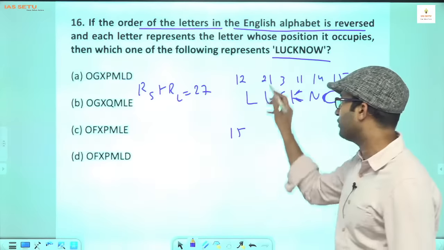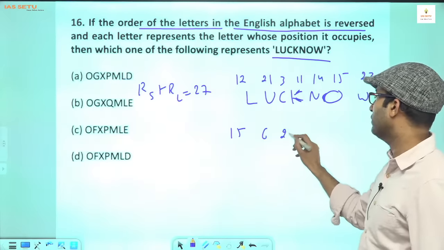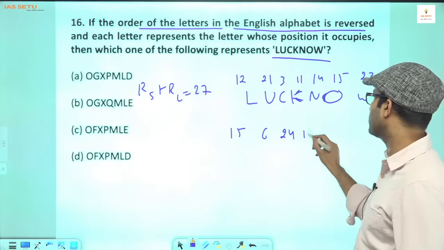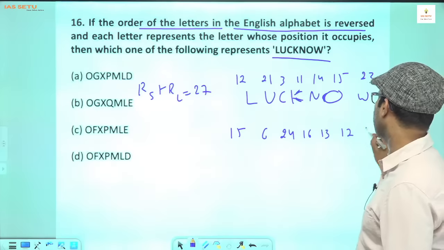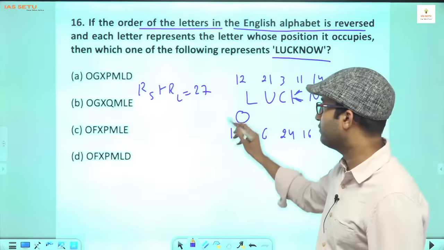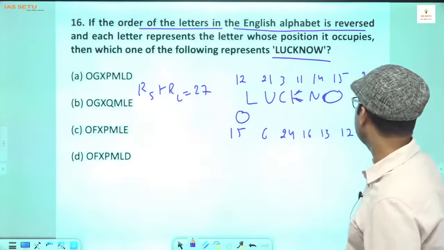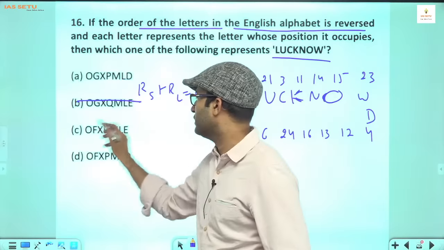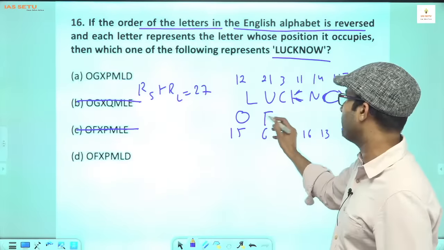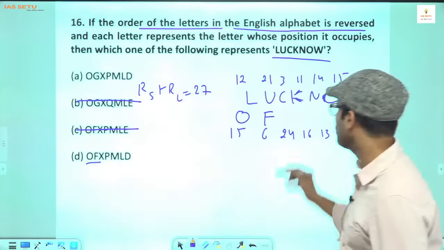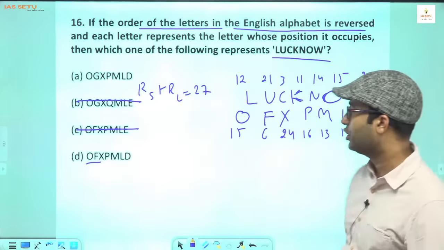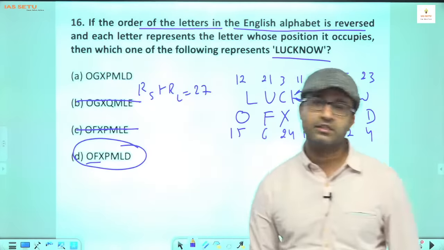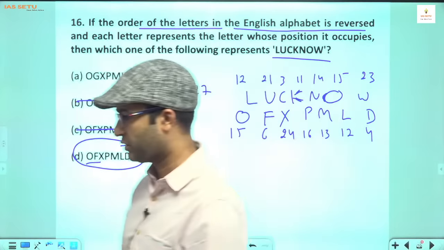So it will be the 15th, it will be 6th, it will be 24, it will be 16, it will be 13, it will be 12, it will be 4. So 15 से it will be O, it will be 4, it will be D. तो ये खत्म, ये खत्म. It will be 6, F. So this is F. There is no need to check. It is X. It is P, M, L, D. So here question number 16 answer is D. Reverse.